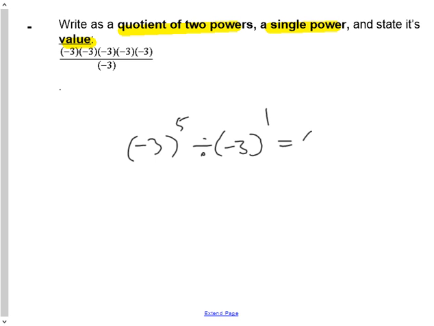As a single power, keep your base and subtract your exponents. As a single power, it would be negative 3 to the exponent of 4. That's the second point. So 1 point for this, 1 point for this. And in standard form, negative 3 multiplied by itself 4 times is a positive 81.